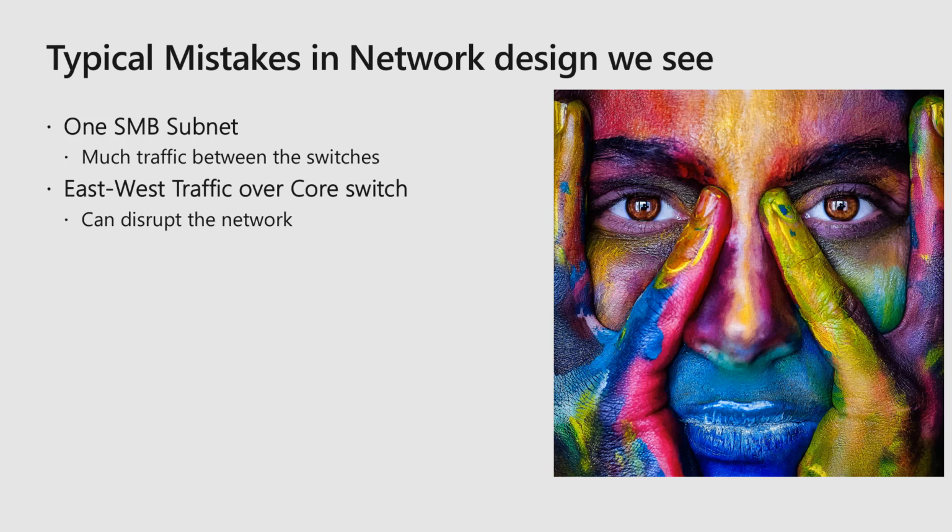So if you have your east-west traffic not over separate storage switches, you have everything connected to your core switches, and then you have one SMB subnet, for example, a lot of traffic is going between your core switches, and that can really disrupt or cause heavy problems in your network, because other network is dropped. Live migration can leverage the whole network, for example.